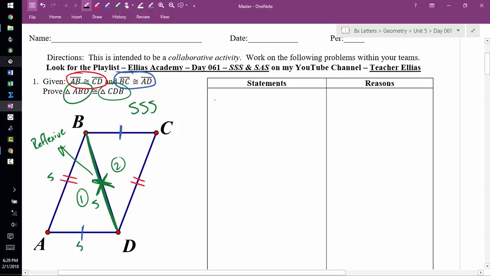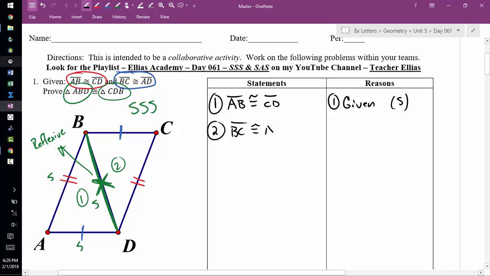And we always start with the givens. So I'm going to list out my givens. I'm just going to copy over what I see. Segment AB is congruent to segment CD. How did I know that? Well, that was given to me. That's a side fact, 1. BC is congruent to AD. How did I know that? Well, that was a given. And that's my second side fact.